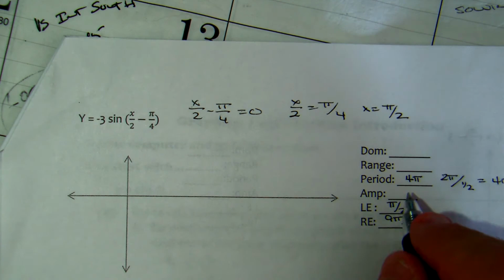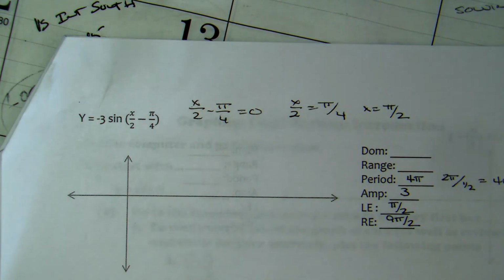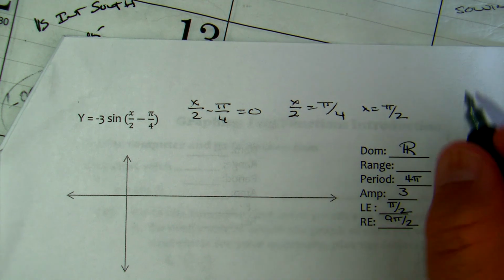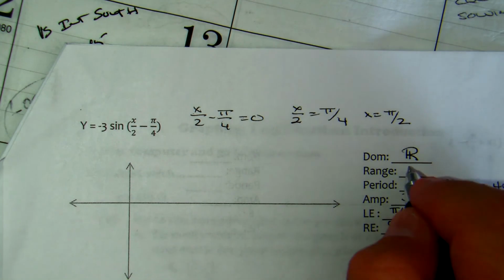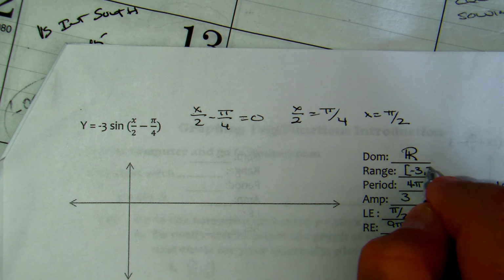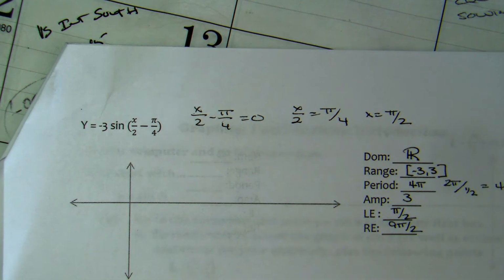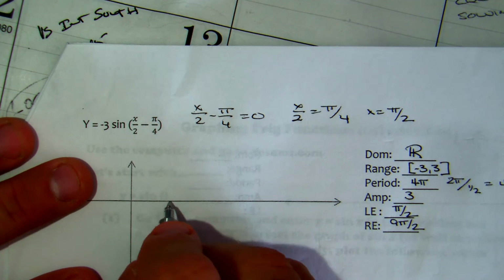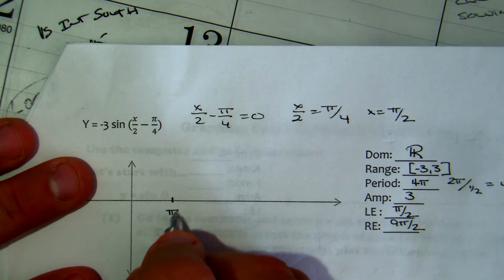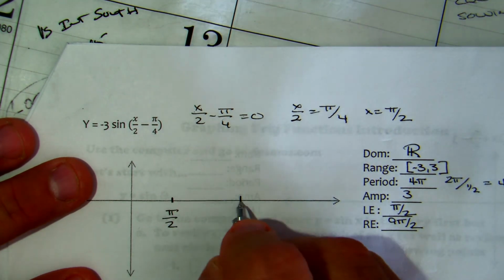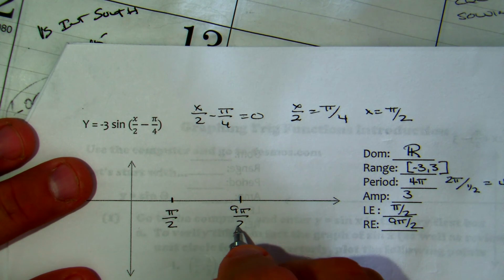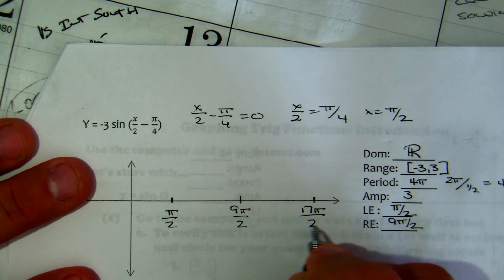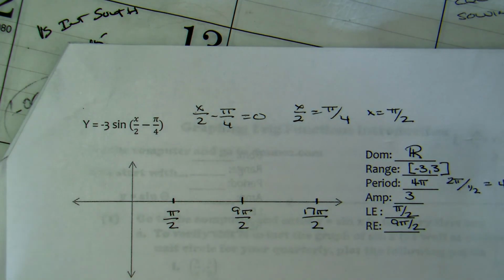My amplitude, the number in front without the negative, is 3. The domain is all real numbers. And then the range goes from negative 3 to 3. So my left end point is pi over 2. My right end point is 9 pi over 2. Which means my second cycle is going to end at 17 pi over 2, just continuing it.